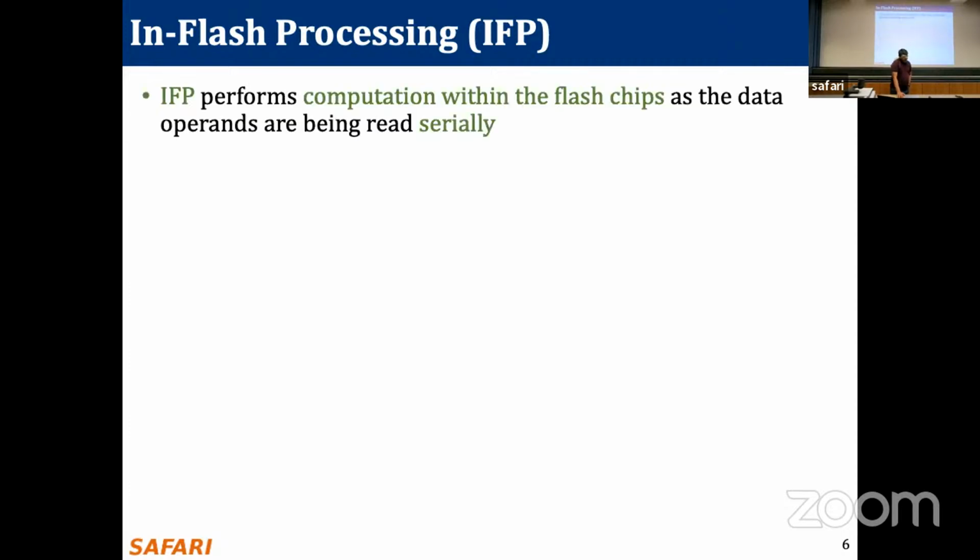So the next logical step is to move the computation closer to where the data resides. Now there is still data movement happening between the flash chip and the computation unit within the SSD. Now we need to look at performing computation within the flash chip itself. So in-flash processing, the computation happens within the flash chips, where the operands are being stored, and the computation happens when the operands are being read serially.